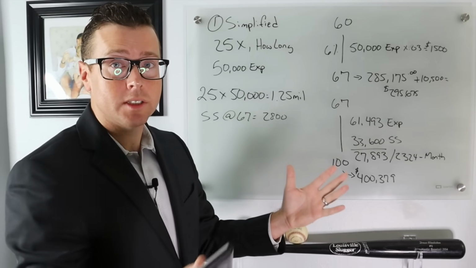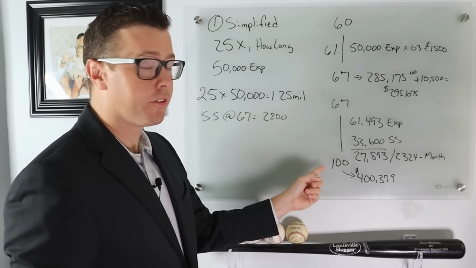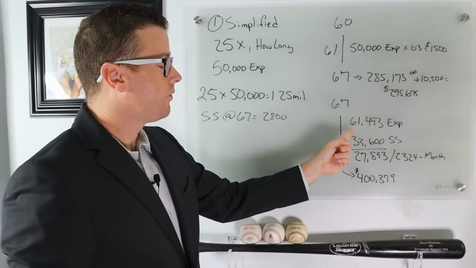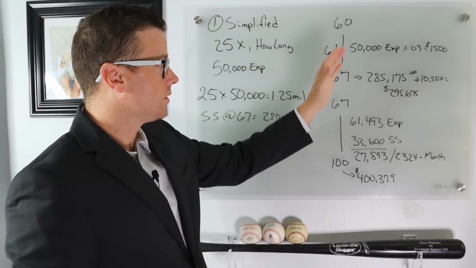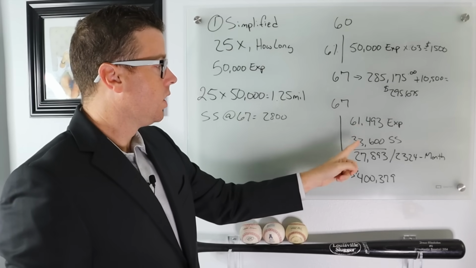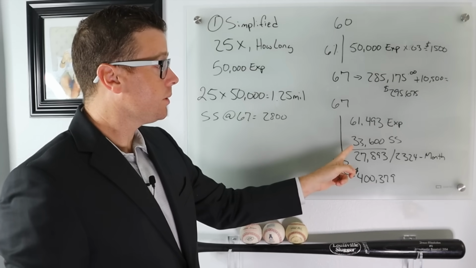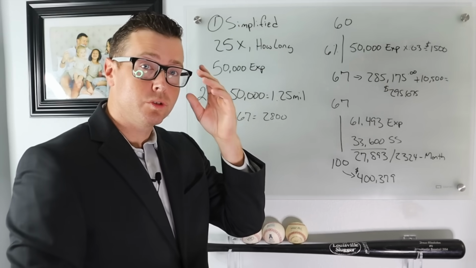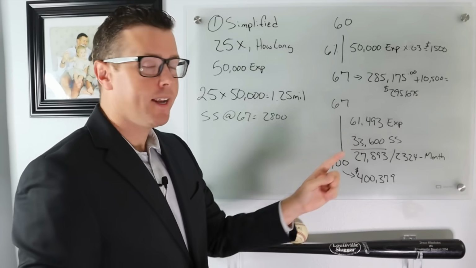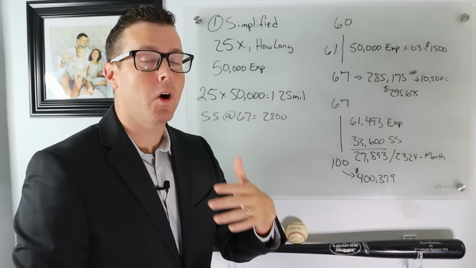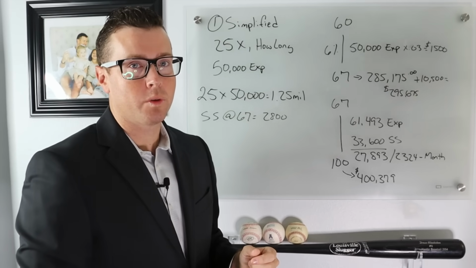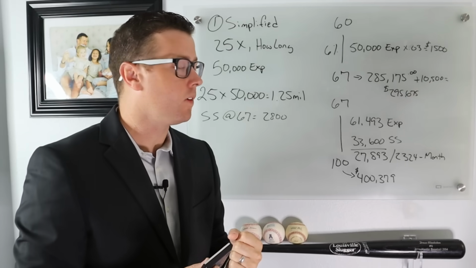So now let's do the same thing. We got to go 67 to 100. So we got to go a long time. Our expenses have inflated to $61,493. So that's $50,000 inflated at 3% between 60 and 67. We're going to start taking Social Security. So $33,600 is going to be our annual Social Security. So that means on an annual basis, $27,893 is going to have to come off of our retirement investing accounts, which comes to $2,324 per month. So that's what we need to live off of.